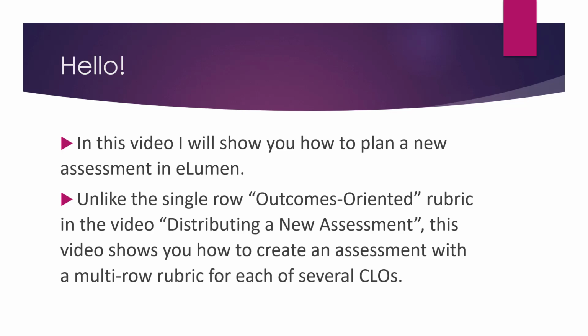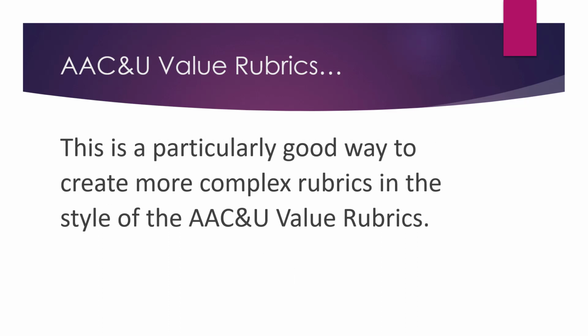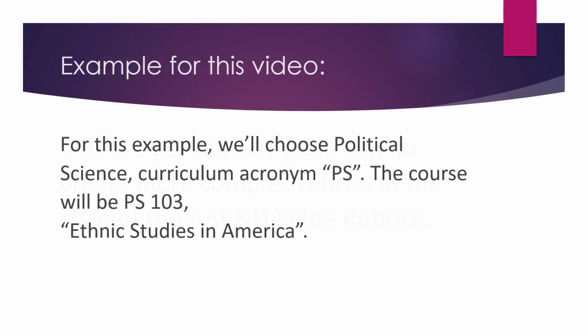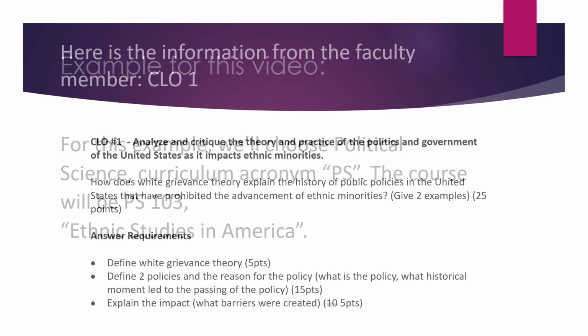Unlike the single-row outcomes-oriented rubric in the video Distributing a New Assessment, this video shows you how to create an assessment with a multi-row rubric for each of several CLOs. This is a particularly good way to create more complex rubrics in the style of the AAC&U value rubrics. For this example, we'll choose Political Science, curriculum acronym PS. The course will be PS 103, Ethnic Studies in America.